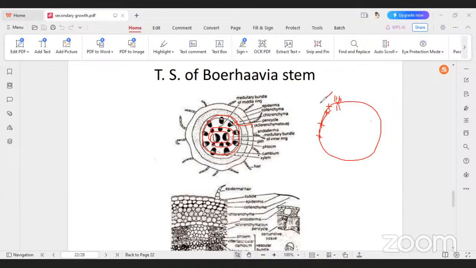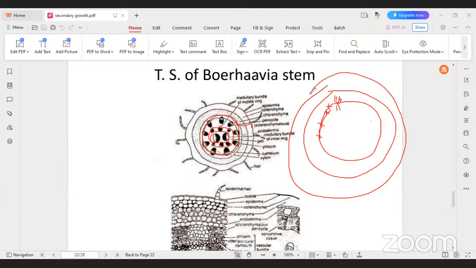Now another cambium ring is formed. Same, this also forms secondary tissues inside and outside. And after a few days, this also goes dormant. And again another ring is formed. Like this, concentric rings are formed in Boerhavia. So this is also an abnormal character.